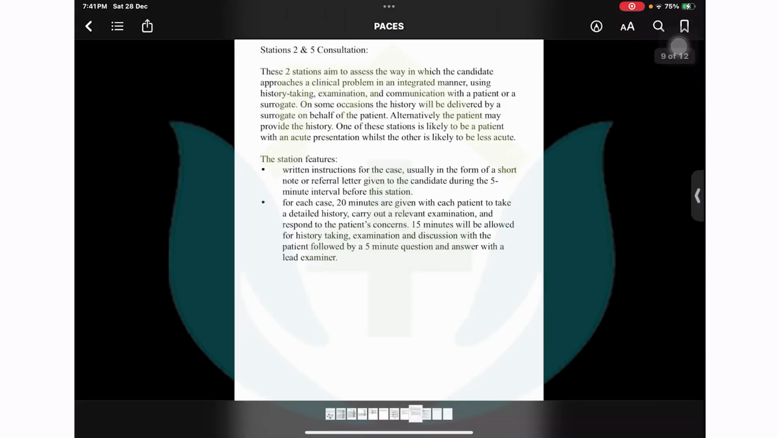Station 2 and 5, they are consultation stations. They aim to assess the way you approach a clinical problem in an integrated manner using history taking, examination, and communication with the patient or their surrogate. On some occasions, history will be told to you by the surrogate on behalf of the patient. Sometimes it's a deaf patient and they come with their own relatives and the relative explains the situation to you. Okay. Written instructions will be provided to you, usually in the form of a short note or a referral letter from another doctor.